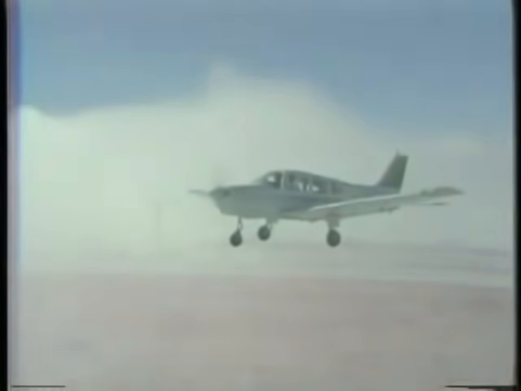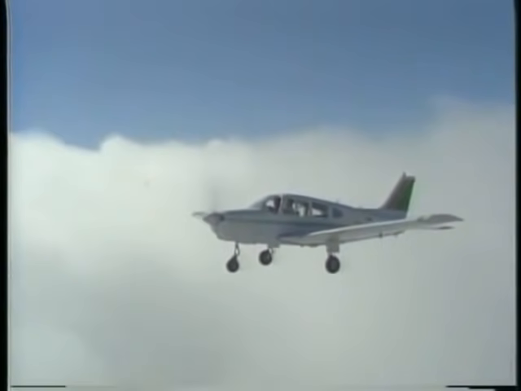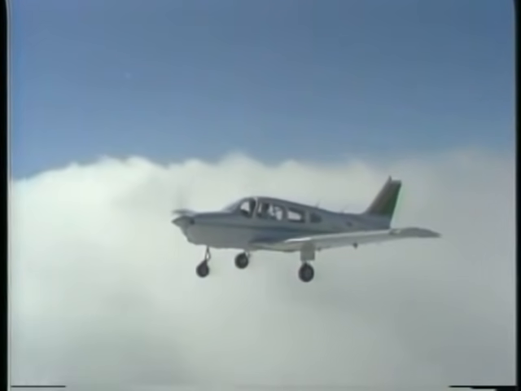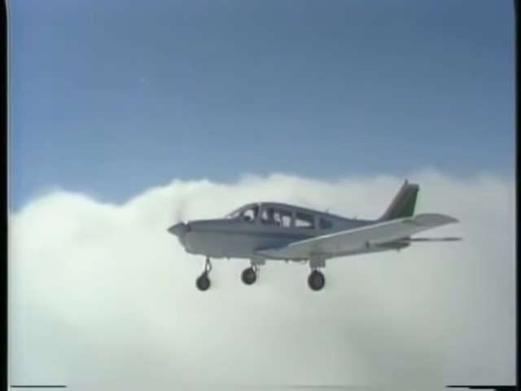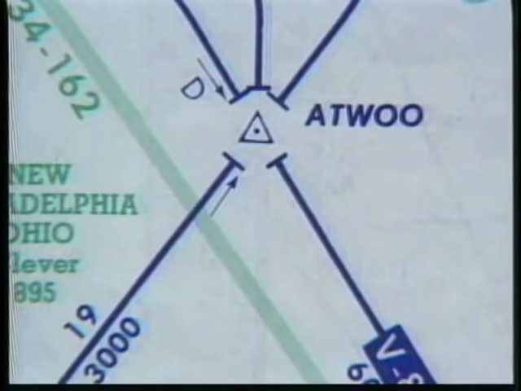Usually this is your destination airport. However, it could be an intersection, nav aid, or DME fix short of your destination. For example, "Cleared to Atwo intersection. Expect further clearance at 1132."